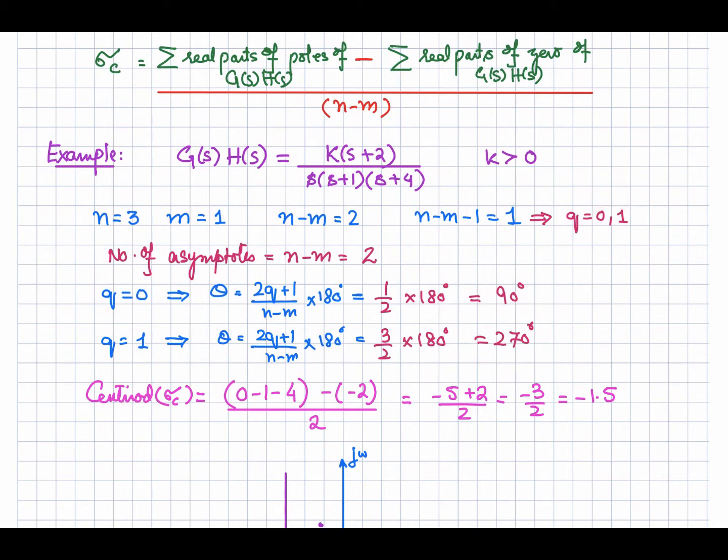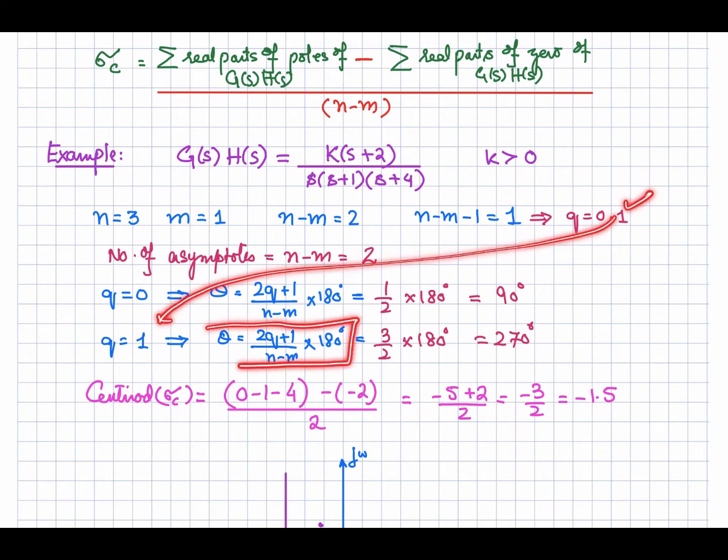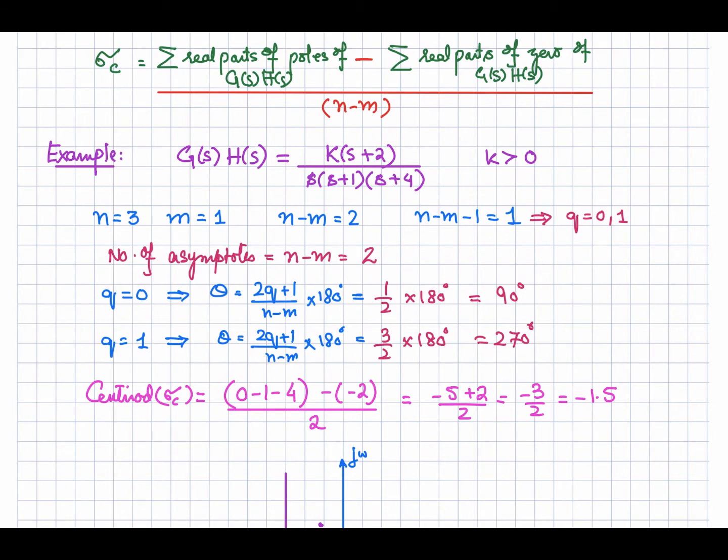So now first of all, let's calculate the angle for the first asymptote by taking q equal to 0. If q is equal to 0, theta will be equal to (2q plus 1) divided by (n minus m) multiplied by 180. So this is going to give us 90 degrees. And if q is equal to 1, the expression for the calculation of the angle of asymptote is this one. So we will get (2 into 1, 2 plus 1) 3 by 2, so that is equal to 270 degrees.